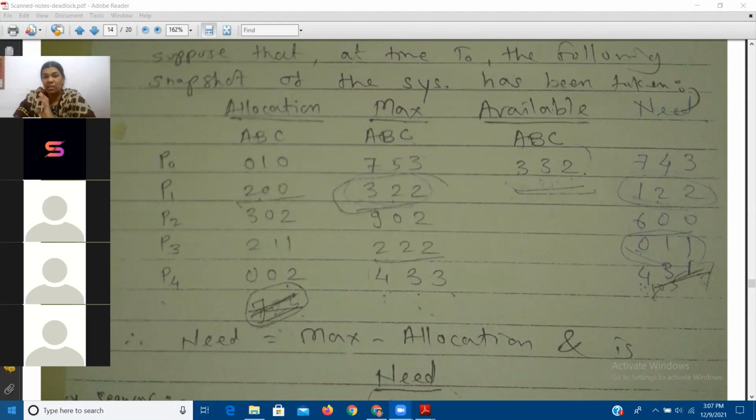So it was the maximum need of process P3. So what now will process P3 do? Process P3 got its required resources, so P3 also goes for completion. And after completion, what will it do? It will release all the resources. So how many resources will it release?